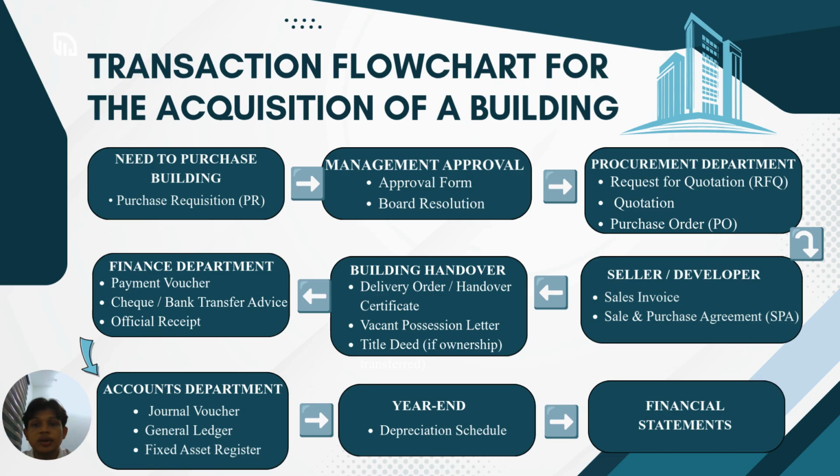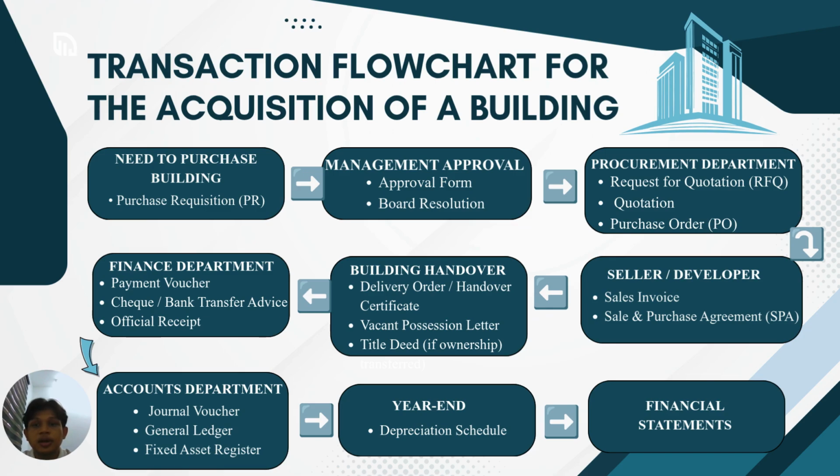And then next is step 6, which is the finance department. In this situation, the finance department of the company will initiate the payment process to the supplier. So the document used here is the payment voucher. And then the company will pay by using a check or bank transfer as proof that payment happened. And then the official receipt will be issued.